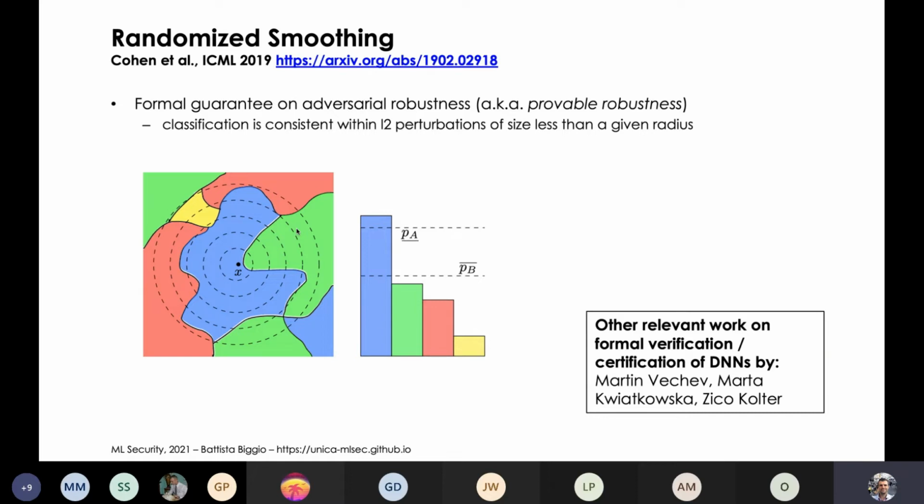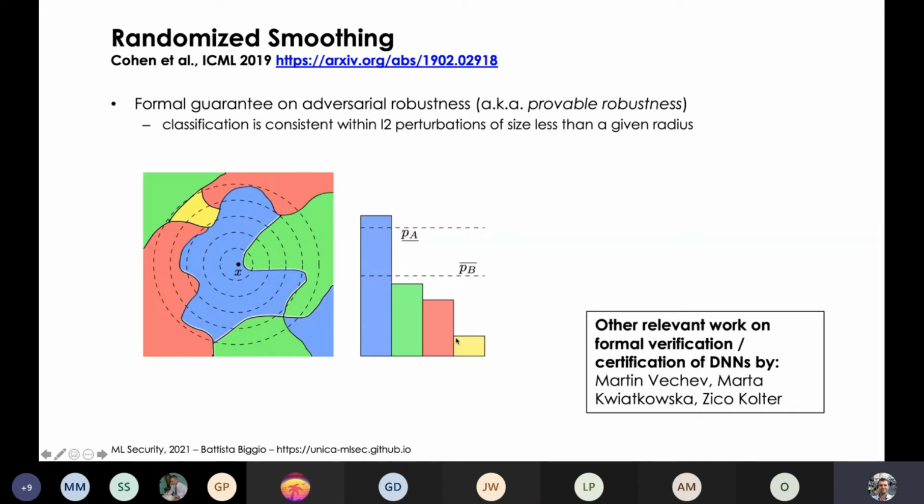The defense is called randomized smoothing, and it works as follows. When you predict a sample X, what you do is not just consider the prediction of the classifier exactly on X. In this case, it would be a blue class. But you perturb this sample using Gaussian noise around the point. I sample points around X, as you see here. And now the outcome is this set of probabilities. I just count how many times I predict X as blue, as green, as red, and as yellow, and I establish this set of probability outputs.